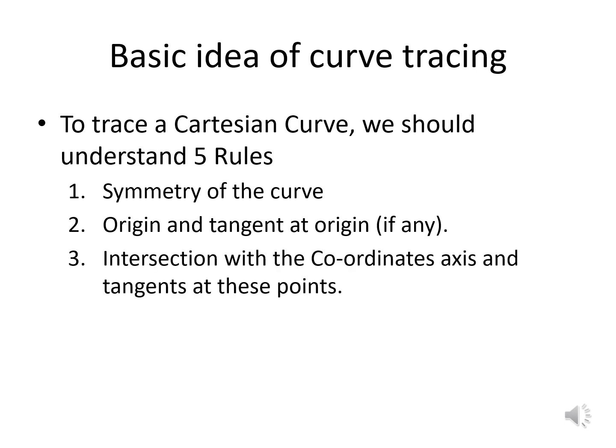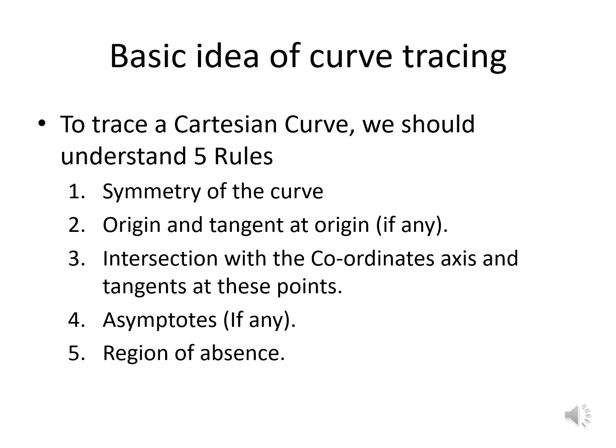Rule 3, we have to find out the intersection points with the coordinate axes. And then we need to find out the tangent of the curve at these points. Rule number 4, asymptotes. And rule number 5, region of absence. That means we need to find out the values of x or y where the curve does not exist.